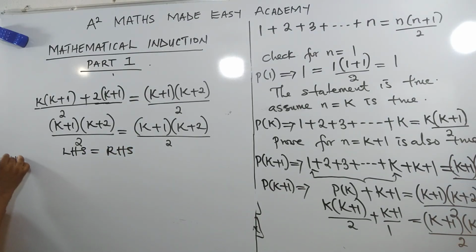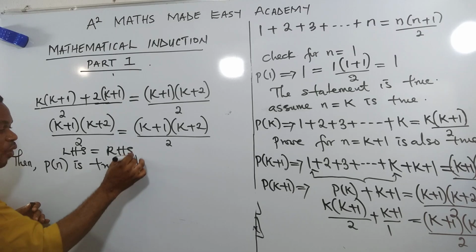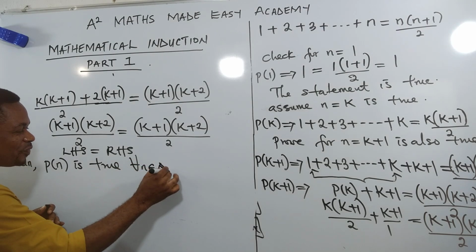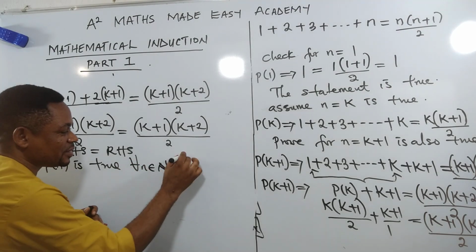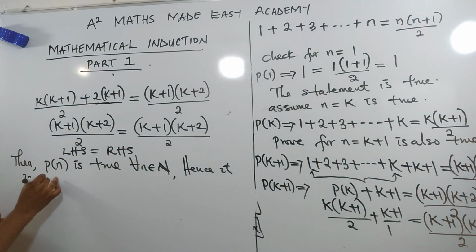What do we say now? In conclusion we say then, P of n is true for all n, a member of the natural numbers. Hence, it is proved. So that is the final answer.